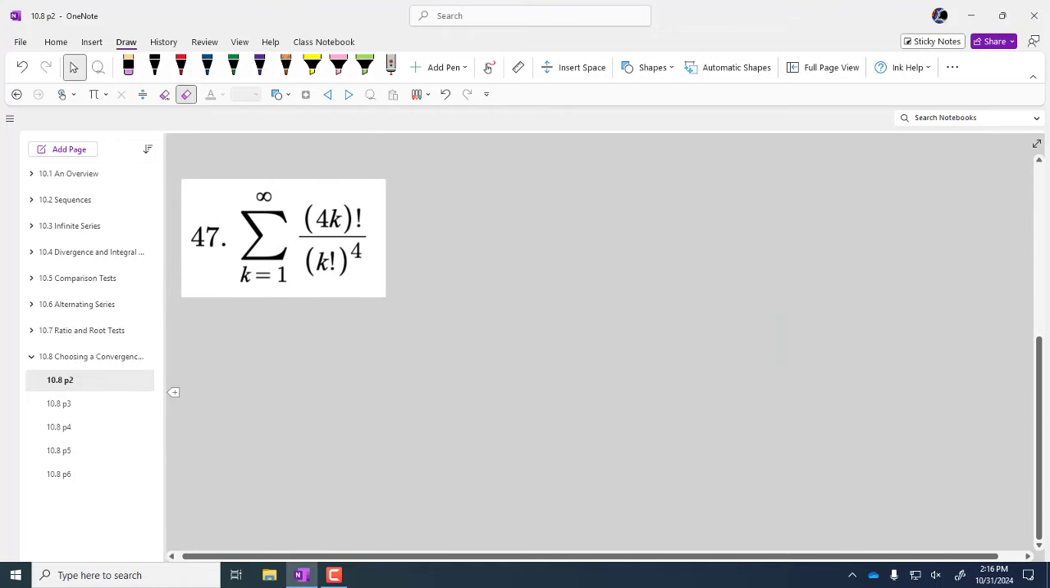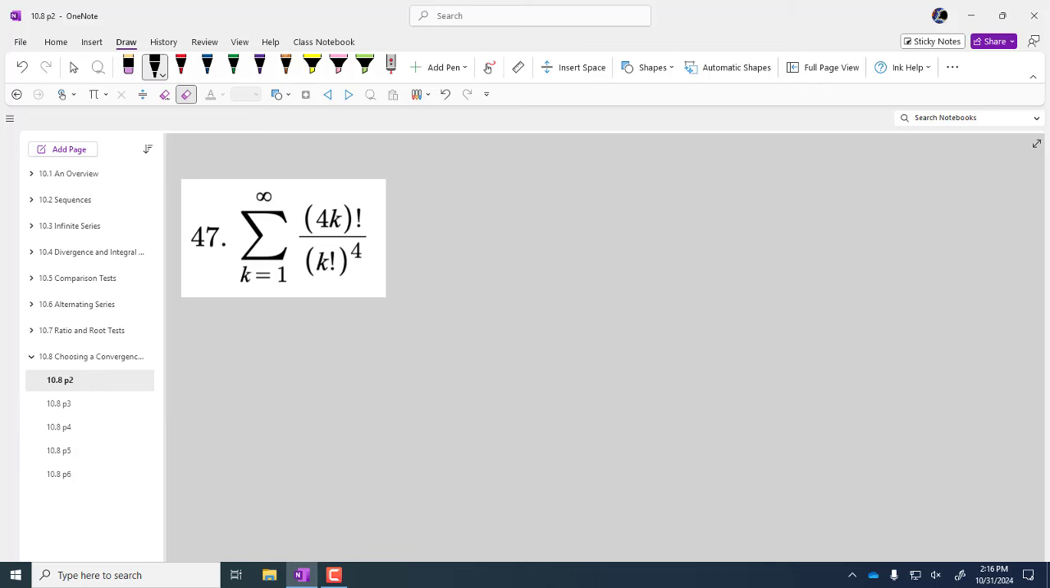How about that one? Ratio. As soon as you see a factorial, you're going to go to the ratio test. Not the root test. We don't know how to take the square root of a root, or the kth root of a factorial. So we're going to go straight to the ratio test.